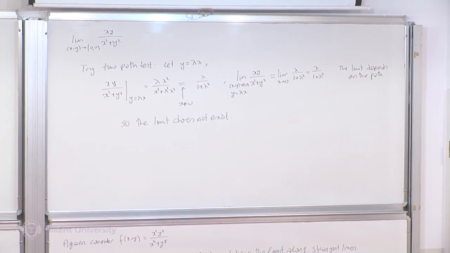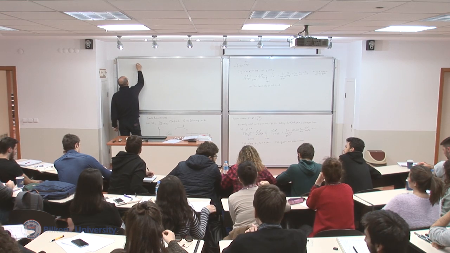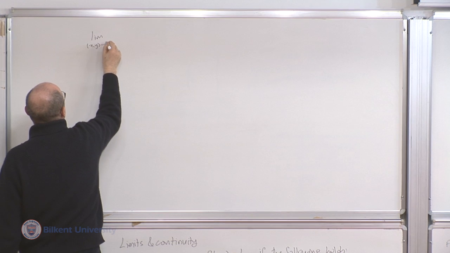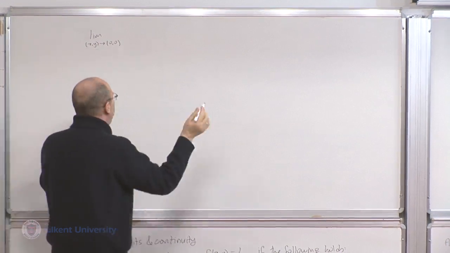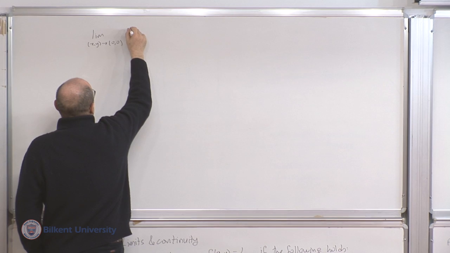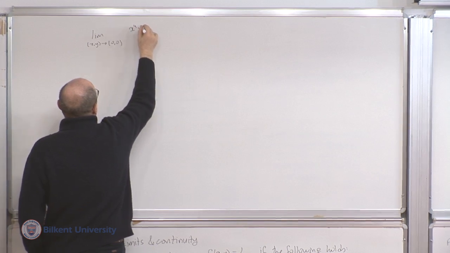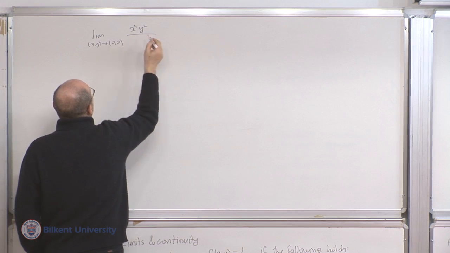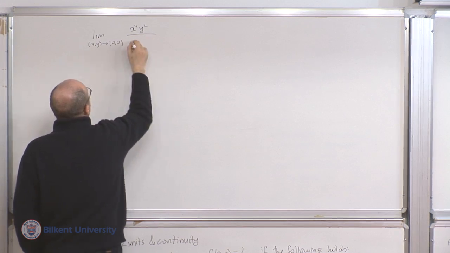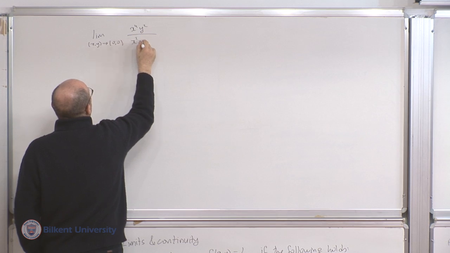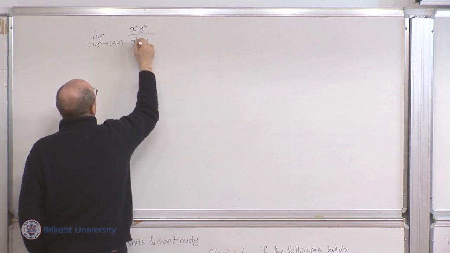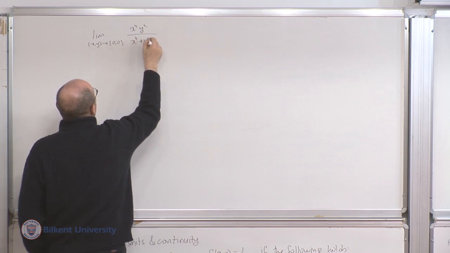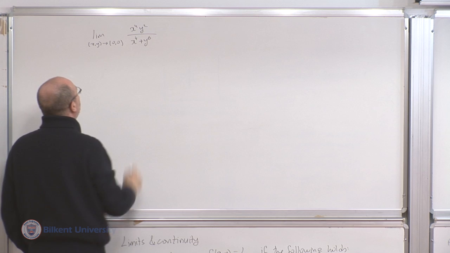So another example is this. The limit as (x,y) goes to (0,0). Let's invent something. x to the 4, y squared, let's say, over x squared plus y... let's say x to the 4 plus y to the 6. Maybe it works.